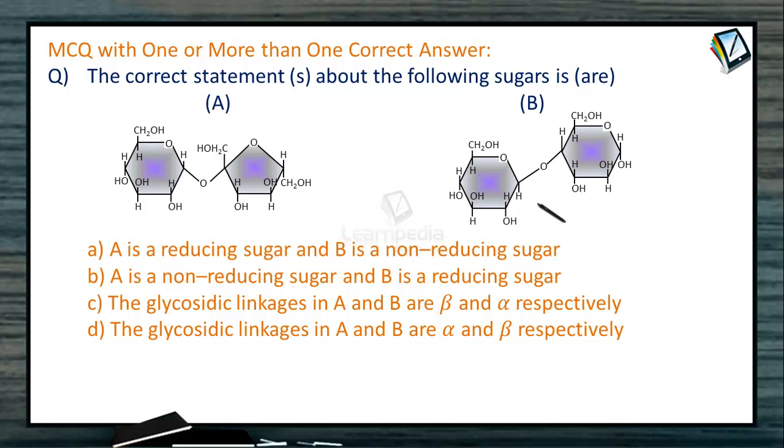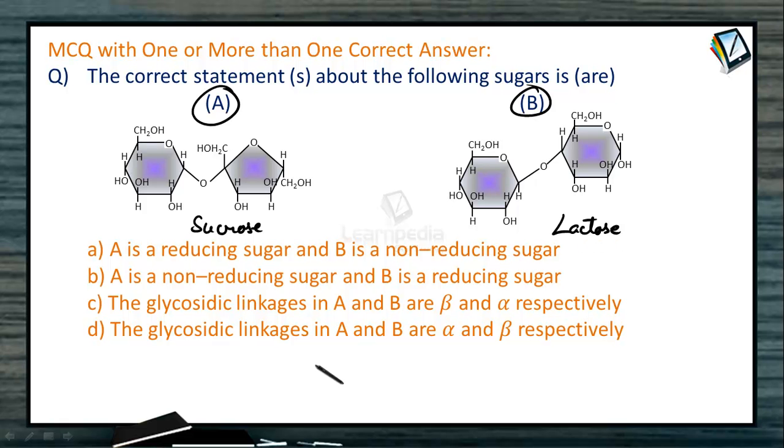Two different sugars are given, that is A and B, and some characteristics are given related to these two sugars, and we need to check out the correct statements among them. For information purpose, the sugar A is nothing but sucrose, whereas sugar B is lactose.